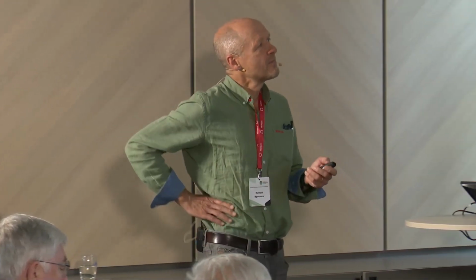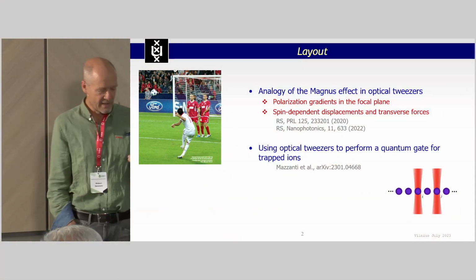So what I want to tell you about today is I want to start with an analogy of the Magnus effect that occurs in optical tweezers. It has to do with polarization gradients in a focal plane that give you spin-dependent displacement and transverse forces. Then we want to use this analogy, or this optical effect, to make a new type of quantum gate for trapped ions. Okay, so that's the layout.